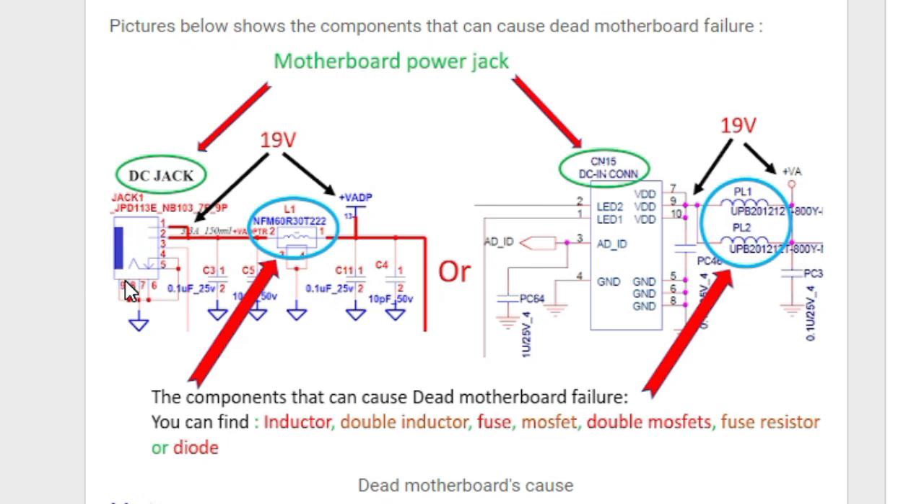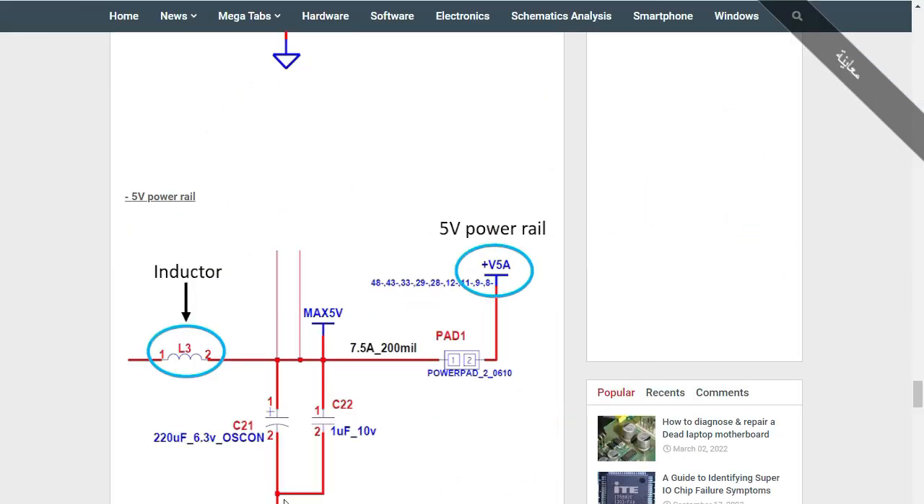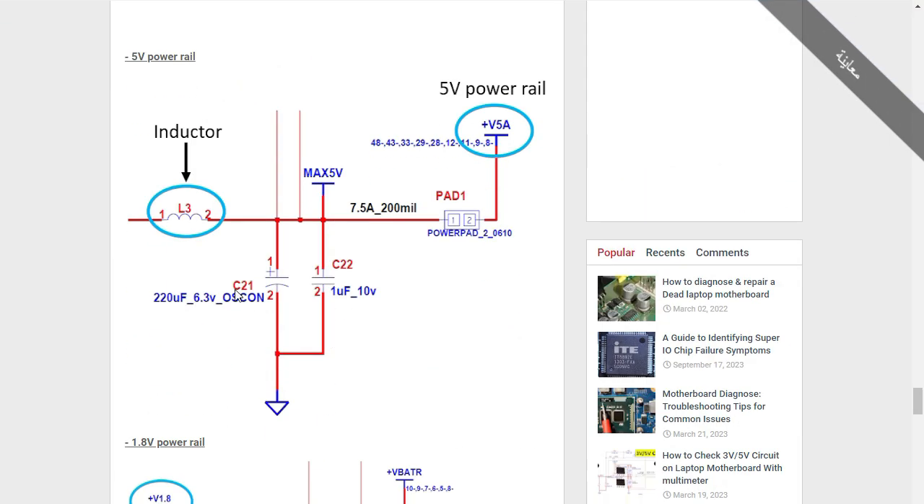For example, we have the DC jack. You should always check the component near the DC jack, because these components are usually protection components. If the inductor is connected to the ground here, it means we have a short circuit. So here we have the power rail, the 5-volt power rail, okay?